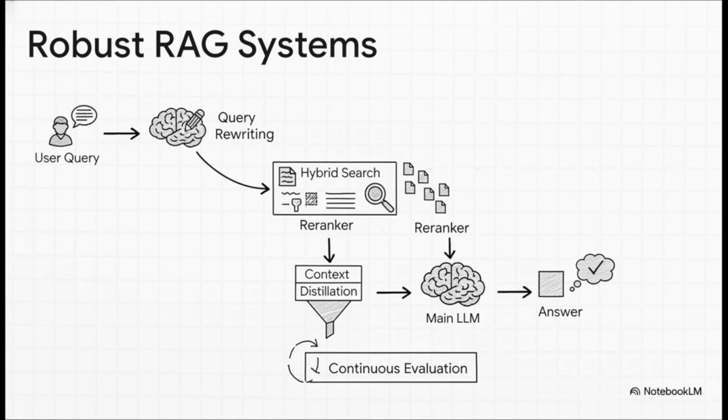It uses a powerful cross-encoder for precision. It might even rewrite the user's query for clarity before searching. Then it distills the context to keep the prompt clean. And the most important part? It's all built on a foundation of continuous testing and evaluation.